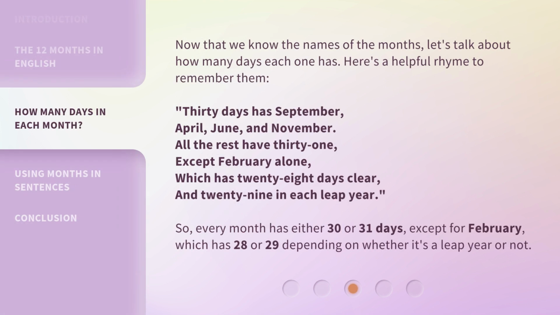Now that we know the names of the months, let's talk about how many days each one has. Here's a helpful rhyme to remember them. 30 days has September, April, June, and November. All the rest have 31, except February alone, which has 28 days clear, and 29 in each leap year. So, every month has either 30 or 31 days, except for February, which has 28 or 29 depending on whether it's a leap year or not.